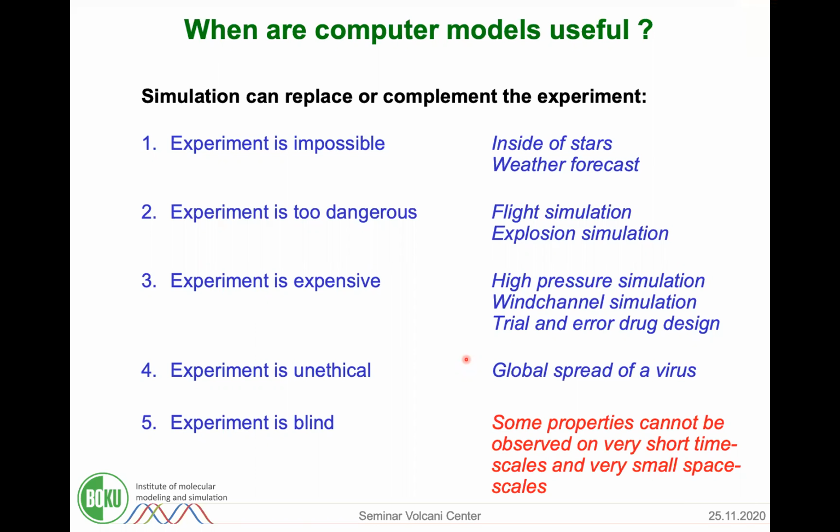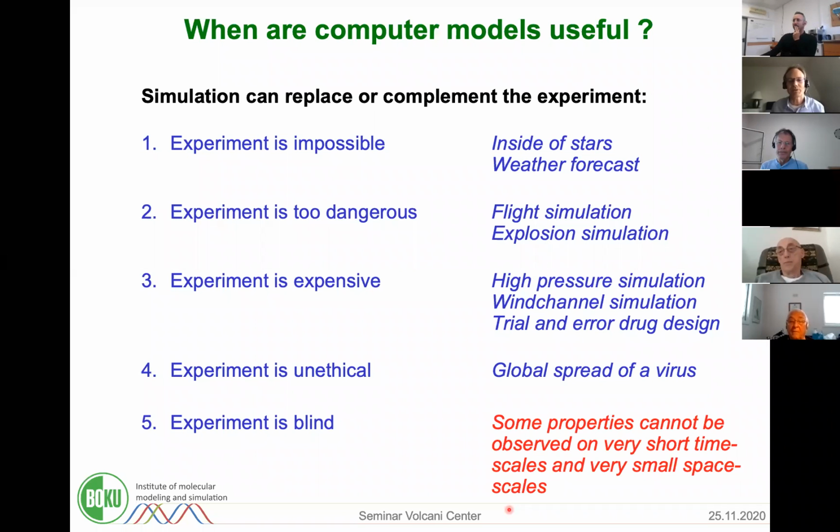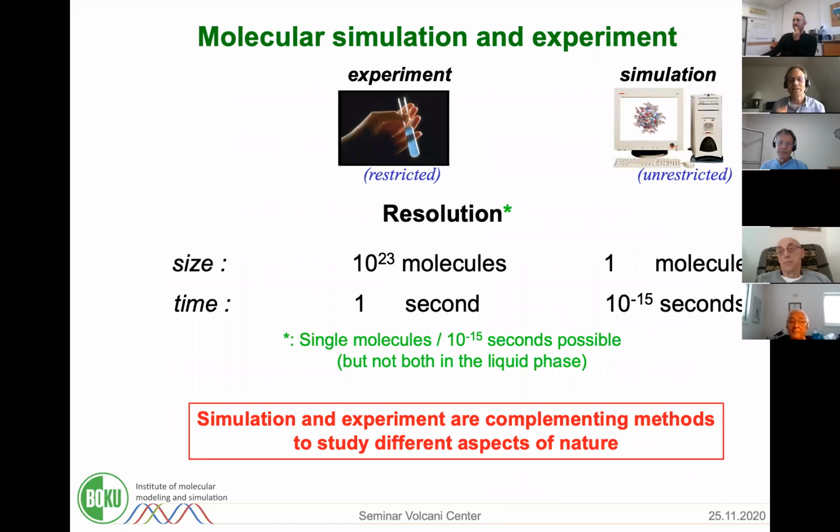But for us, the most important reason actually is that in a way, experiments are blind. And what I mean with that is that some properties you just cannot observe, what really happens. And I highlight that in the next slide here.